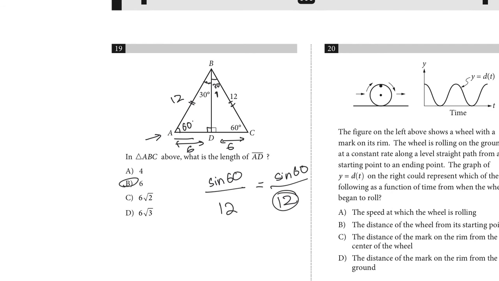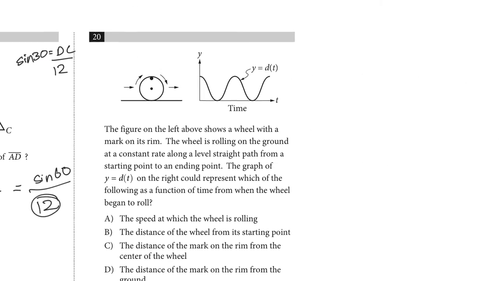Just consider this angle, and we'd have opposite upon hypotenuse, that is sine. So sine 30 is opposite, which is DC, or AD, in whichever. They are similar. So sine divided by 12, the hypotenuse. So sine 30 into 12. That gives us 6. So that should be the answer.